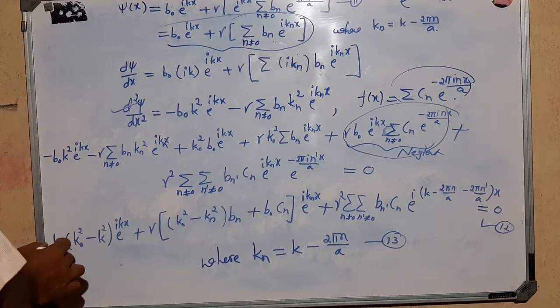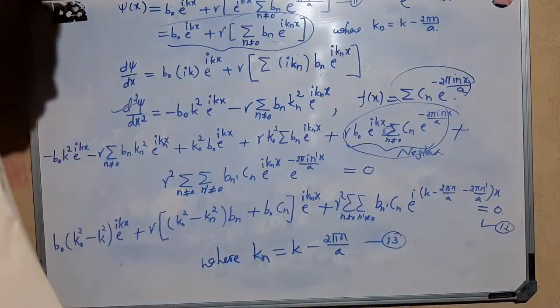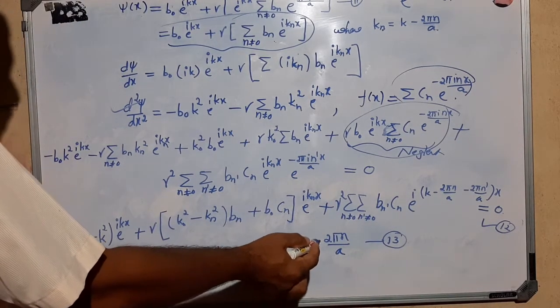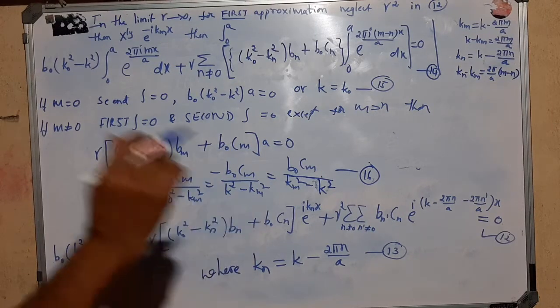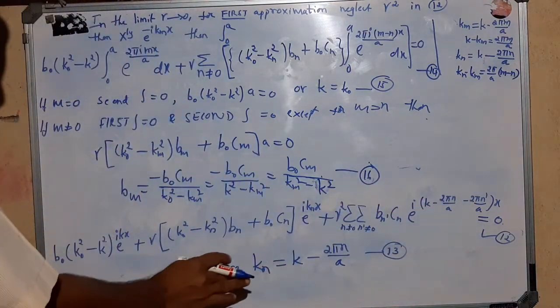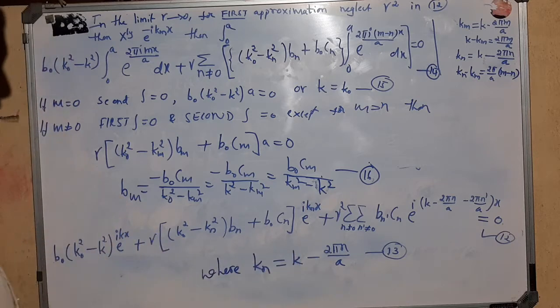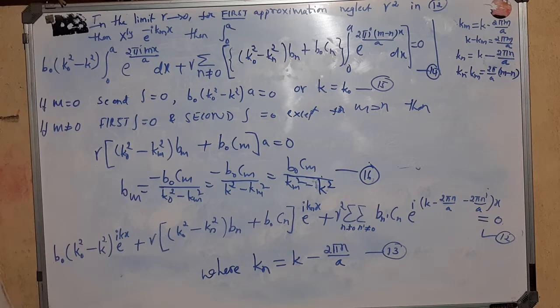So finally, what you will get is this expression. That is equation number 12. Here kn is equal to k minus 2 pi n by a. Fine. Now you have considered equation number 12. In this equation, kn is equal to k minus 2 pi n by a, which you call equation number 13.